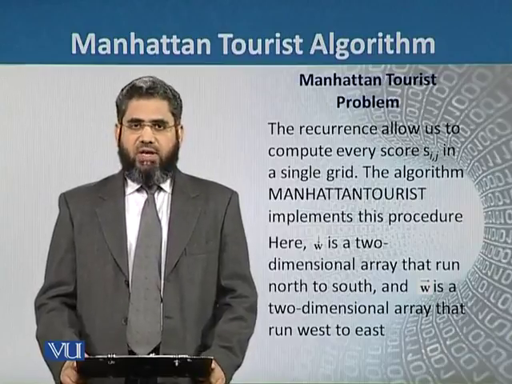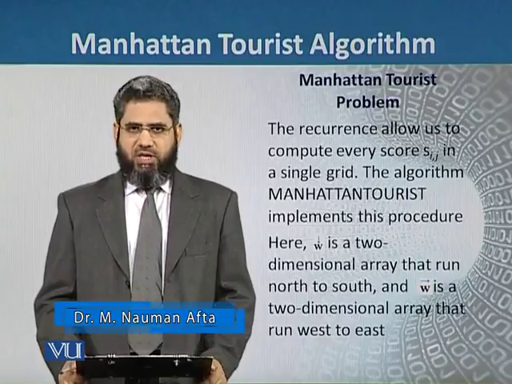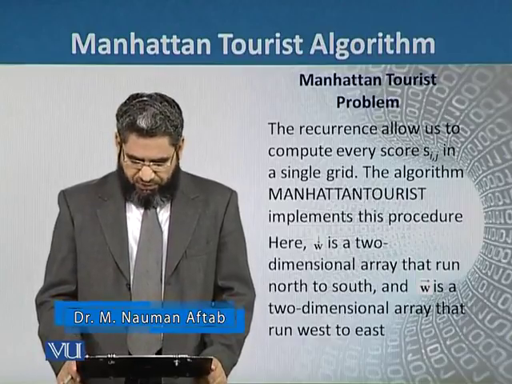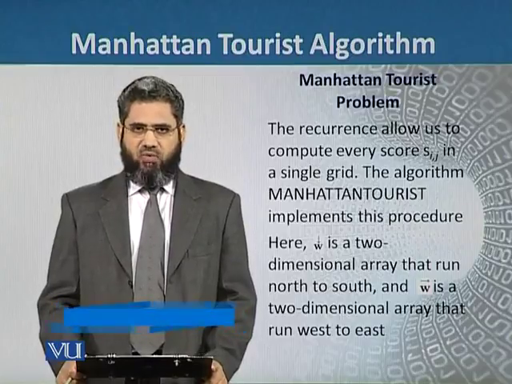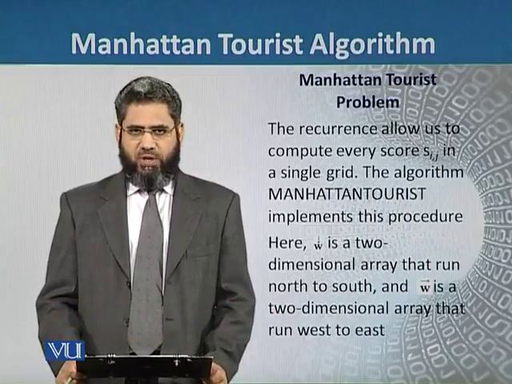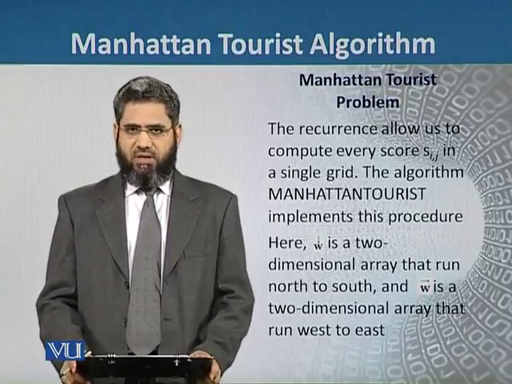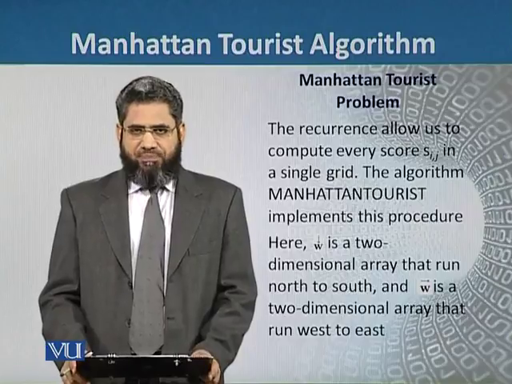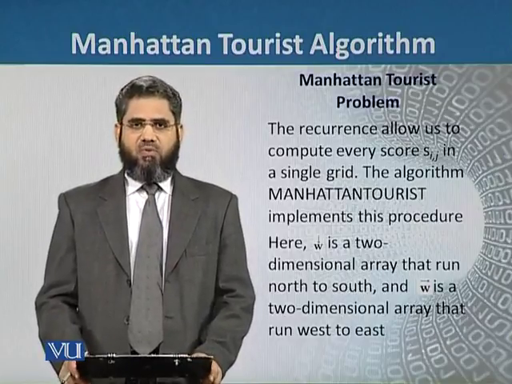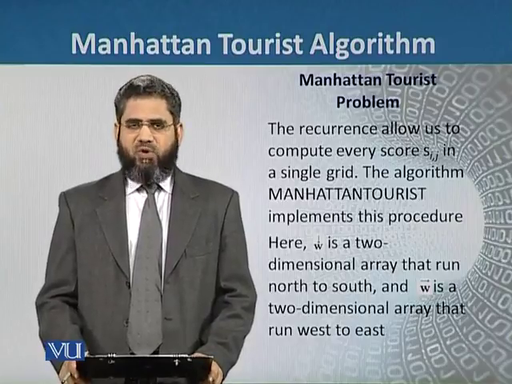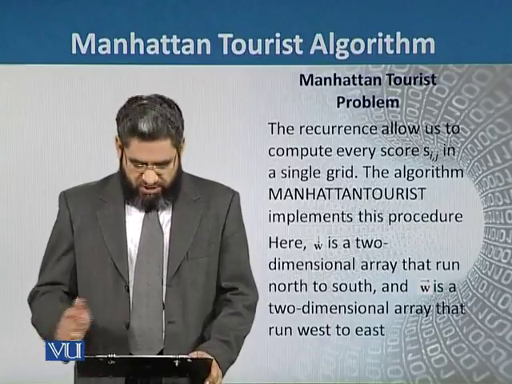So here the value of W with the arrow downwards is the two-dimensional array that will run in the north to south direction, and it will calculate the weights that are present in between. And similarly, the W with the arrow in the east direction is the two-dimensional array that runs from west to east, and it will also calculate the weights of the edges that are present in between.